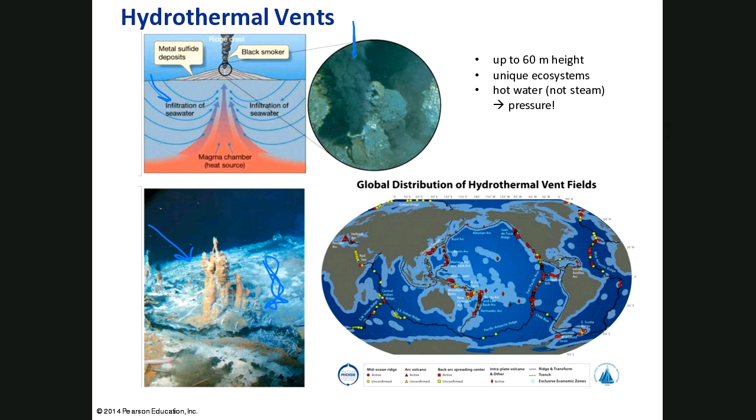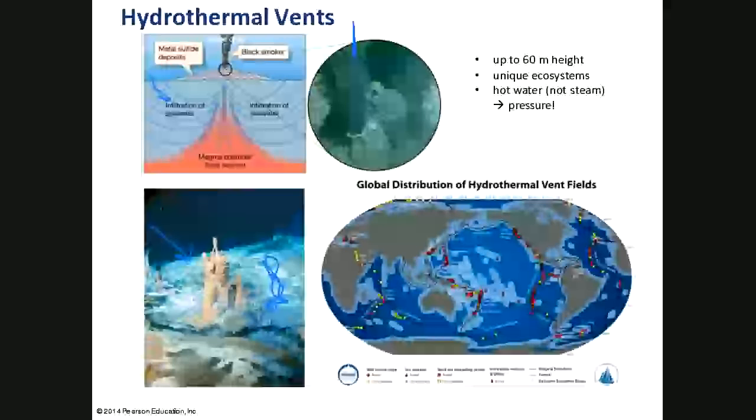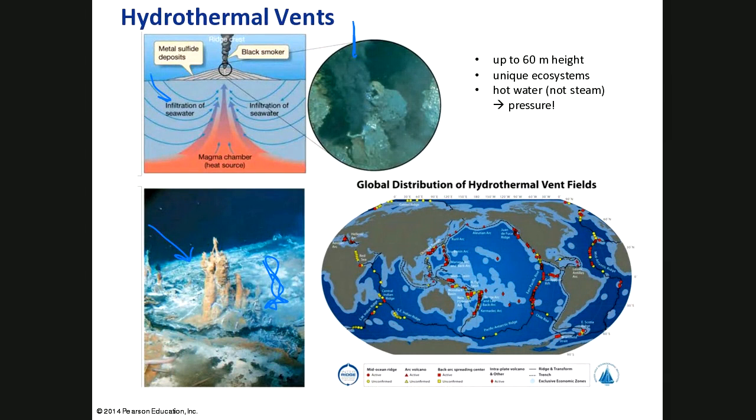Some of the first ones that were discovered, in the map in the lower right, were right off the west coast of South America, in the area I circled in blue, right near the Galapagos. And these smokers, these little mini volcanoes, can be up to 60 meters, close to 200 feet high. And again, this is a formation of material underwater.